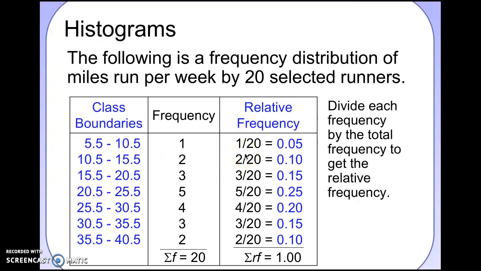Then you need to do the calculations of the relative frequency. Again, that is calculated by taking the frequency in that class divided by the total number. Since there were a total of 20 runners, you're going to take 1 divided by 20 until you're all complete. When you add up the relative frequencies, they should add up to one whole.